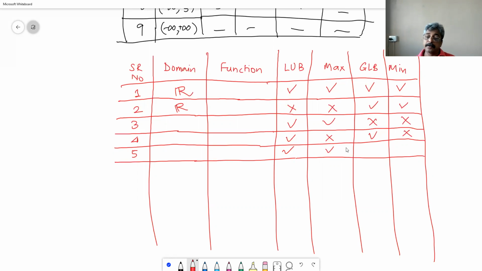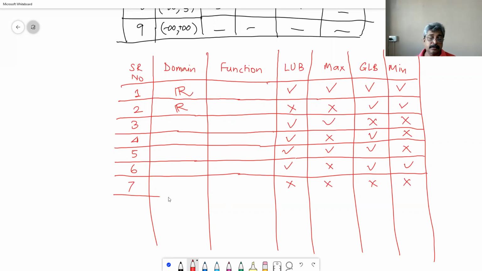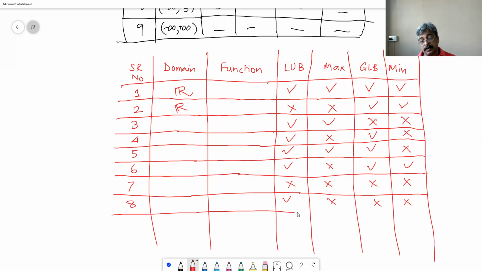Tick, tick, tick, cross, 6, 7, cross, cross, cross, cross, 8, tick, cross, cross, cross. Question 9: cross, cross, tick, cross. Answers.